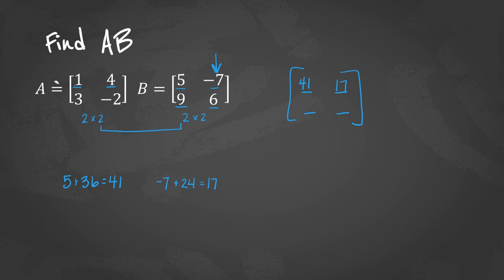Now I'm going to move on to the bottom row, and I'm going to multiply the bottom row by the left column. So I'm going to multiply 3 times 5 and negative 2 times 9. And I'm going to add those together. And that was bottom row, left column, so bottom left it goes. And then last, I'm going to do my bottom row and my right column, so 3 times negative 7 and negative 2 times 6. And then I'm going to add those together. And that was my bottom row, right column, so bottom right. There we go. There's the solution, okay?